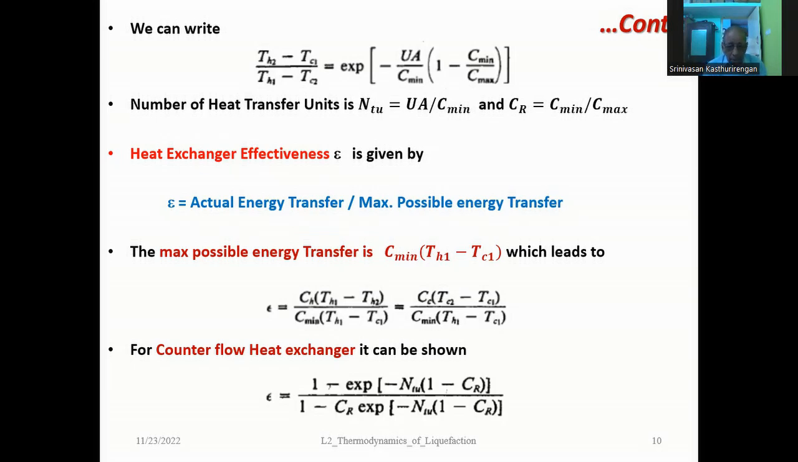You can rewrite this expression in terms of NTU as epsilon is equal to 1 minus exponential of minus NTU into (1 minus CR), CR representing the heat capacity ratio between the hot and cold fluids, the whole thing divided by 1 minus CR exponential of minus NTU into (1 minus CR). This is the effectiveness of the heat exchanger.